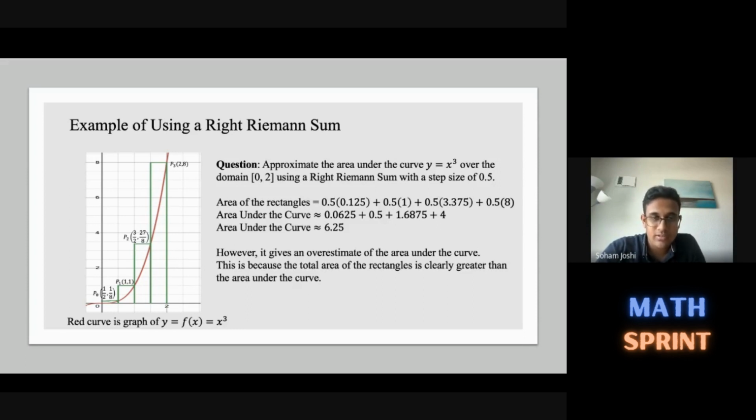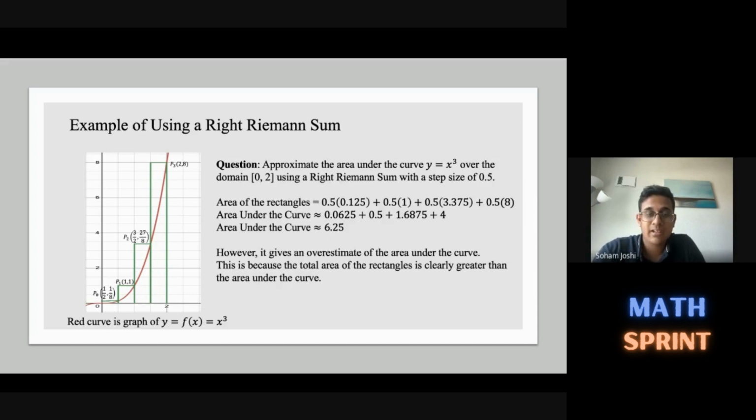So for the smallest rectangle, its top right corner should be at the point 1/2, comma 1/8. The top right corner of the second rectangle should be at the point 1, comma 1. The top right corner of the third rectangle should be at the point 3/2, comma 27/8. And the top right corner of the fourth rectangle, which is in this case the tallest rectangle, should be at the point 2, comma 8. Remember, as always, for right Riemann sums, the top right corner of the rectangles must lie on the curve.